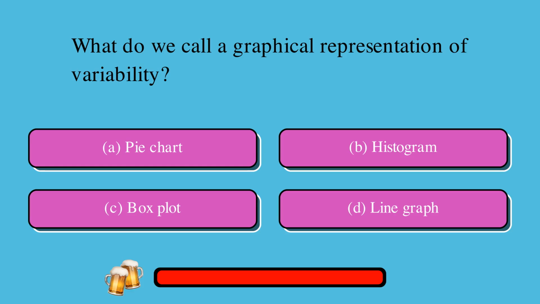What do we call a graphical representation of variability? A, pie chart, or B, histogram, or C, box plot, or D, line graph. The correct answer is C, box plot.